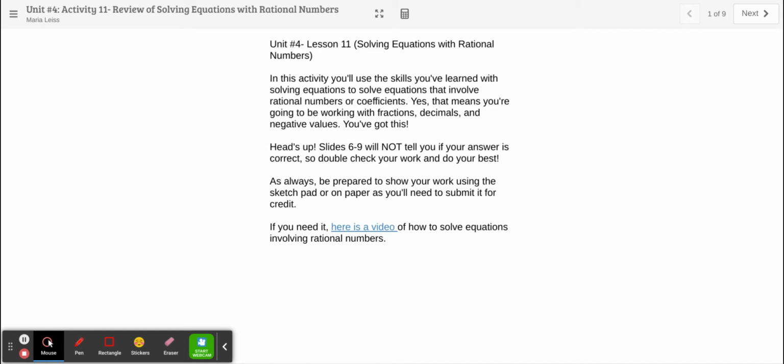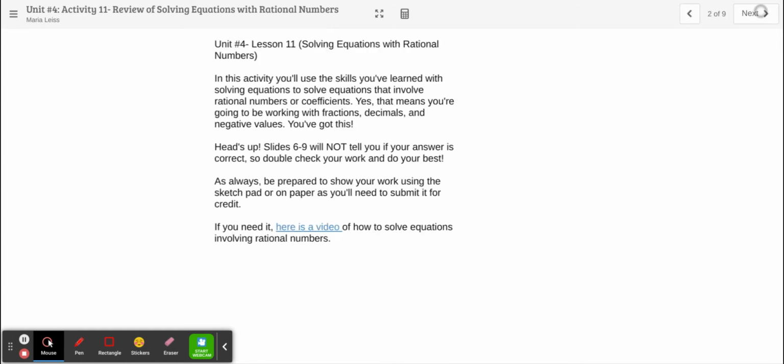So, right here, it says, heads up, slides 6 through 9 will not tell you if your answer is correct. So, the last four questions, it's not going to tell you if you're right or not. So, put it in anyway. Go with your gut, go with what you know is right, follow the exact same process.